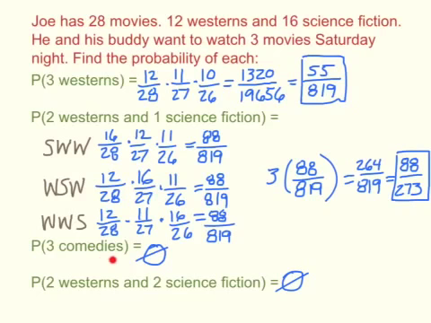Next one, what's the probability of picking 3 comedies? Look, look, look, look, look. How many comedies we got up there? Looks like 12 westerns and 16 science fiction, so the probability is 0. How about the probability of choosing 2 westerns and then 2 science fictions? Why is that 0? Tell me why it's 0 as an Edmodo post.